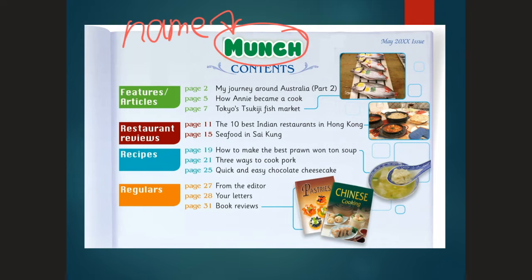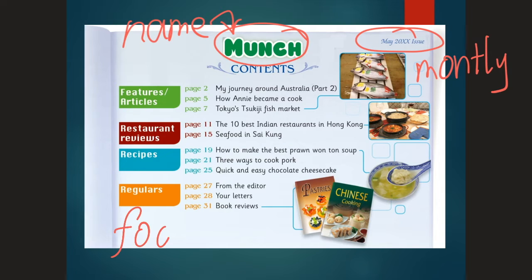How often is this magazine published? Where can you find the answer? Here it says May 2000 something issue. This is a monthly magazine. Monthly means the magazine is published once a month. Have a quick look at all the things in this content page. Can you tell me what kind of magazine is Munch? Yes, it is a food magazine.